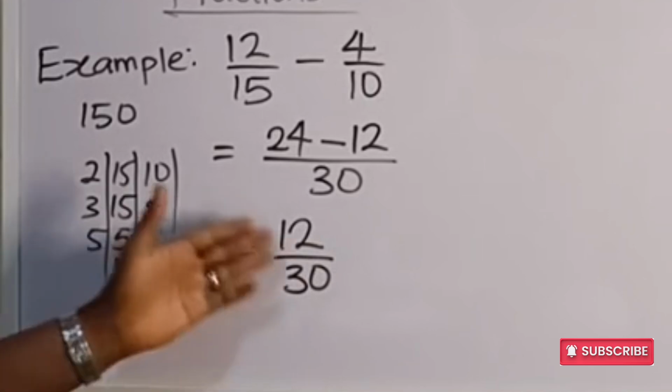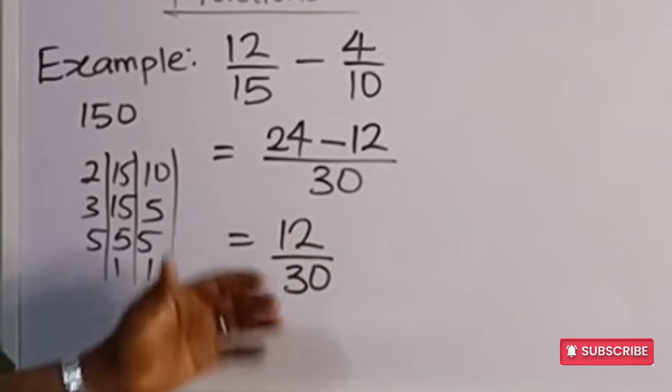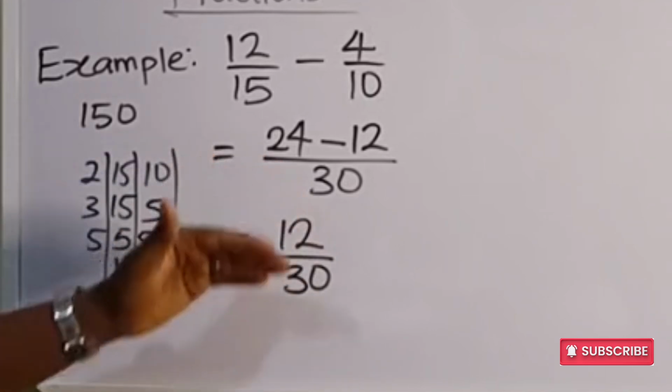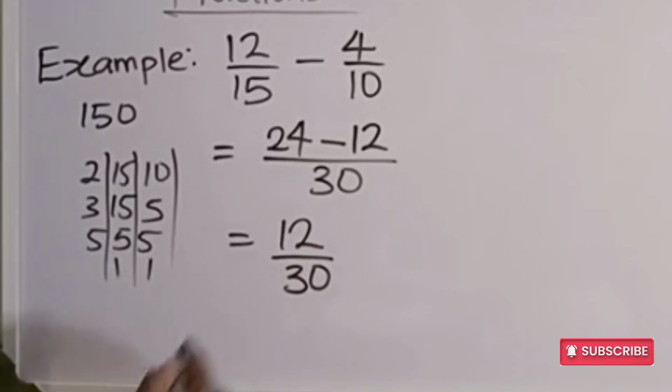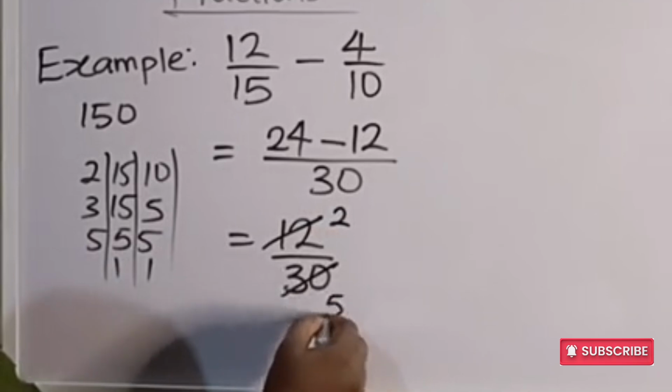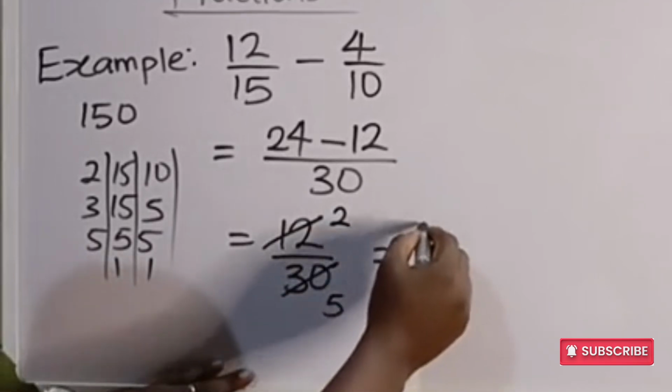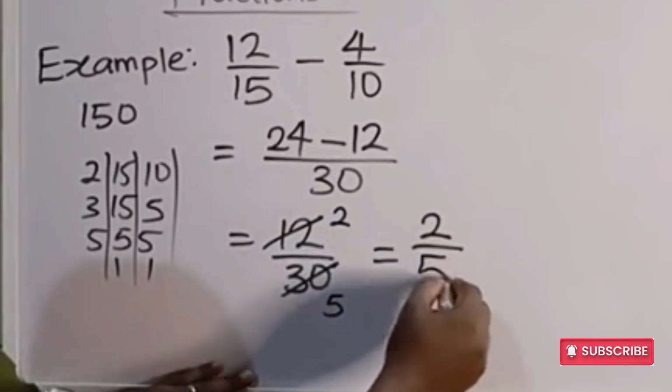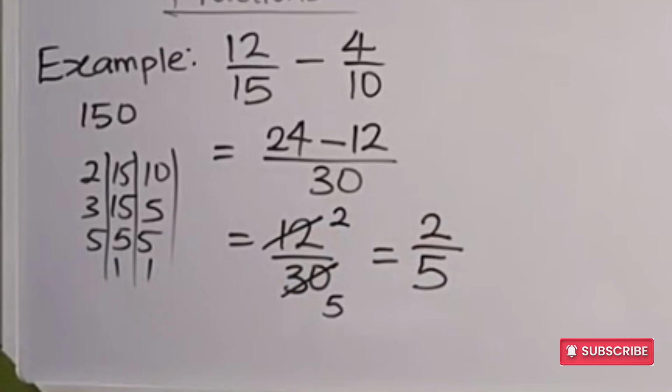But we can reduce this fraction to its simplest form. 6 can divide 12 and 6 can divide 30. So 12 divided by 6 gives us 2. 30 divided by 6 gives us 5. So our final answer is 2 over 5. Okay? So we have been able to add fractions and subtract fractions when the denominators are the same and when the denominators are different. Okay?